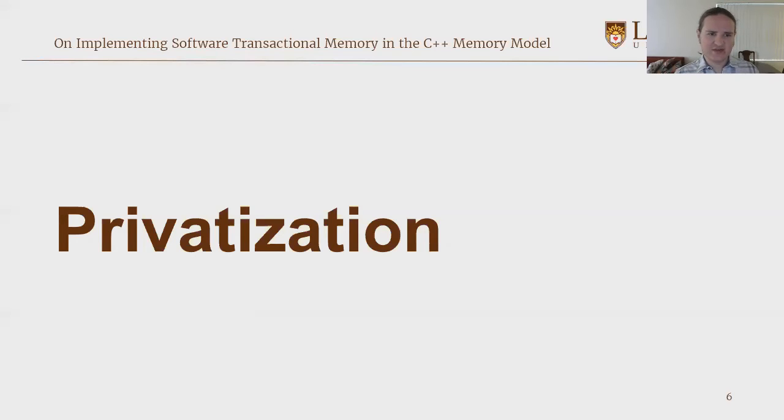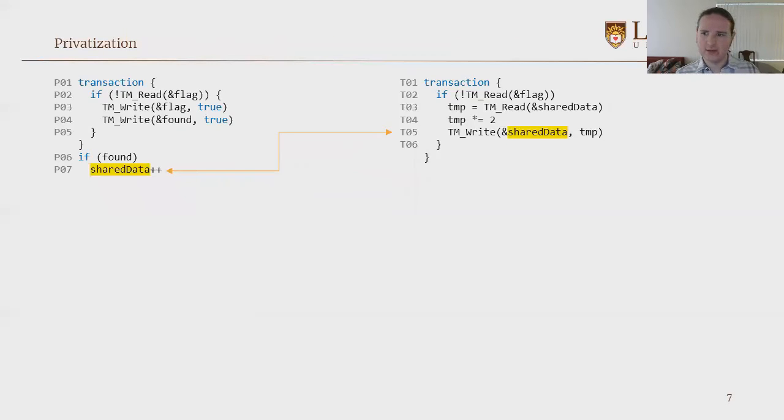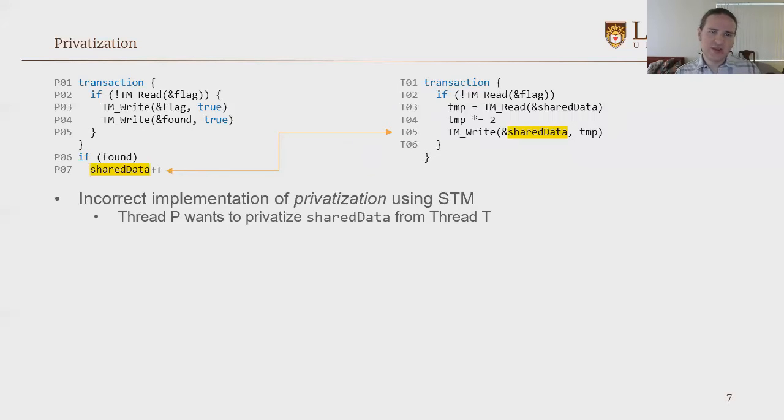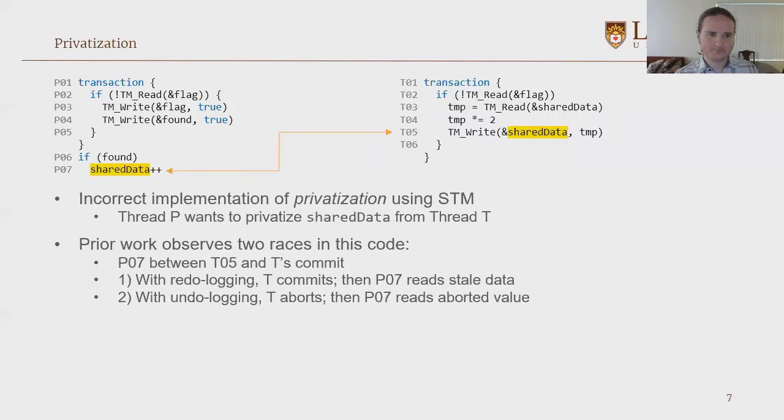Next, we discuss privatization. So this code depicts an attempt to implement privatization using TM. The previous code was correct because of the casts that we included. This code is incorrect, and let's explain why. In this code, thread P is trying to privatize the shared variable shared data so that thread T cannot see it. It wants to put it in a state where it can access it exclusively.